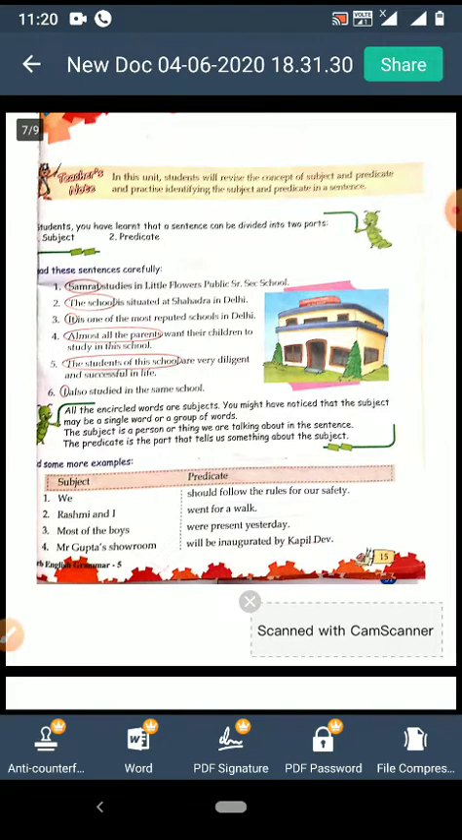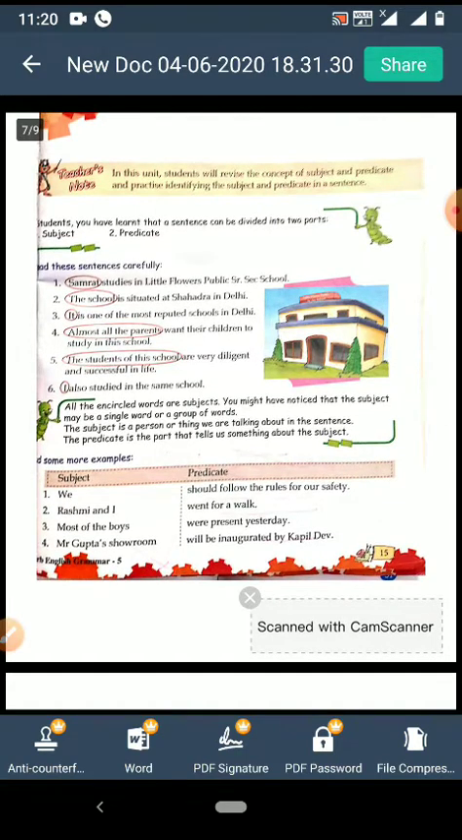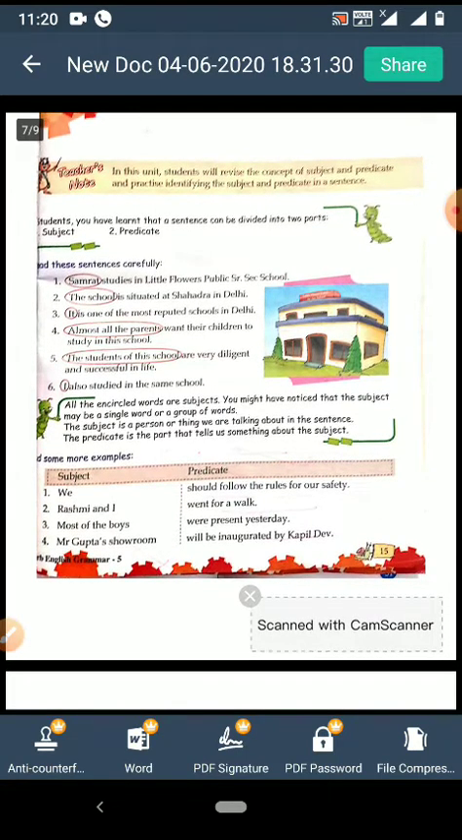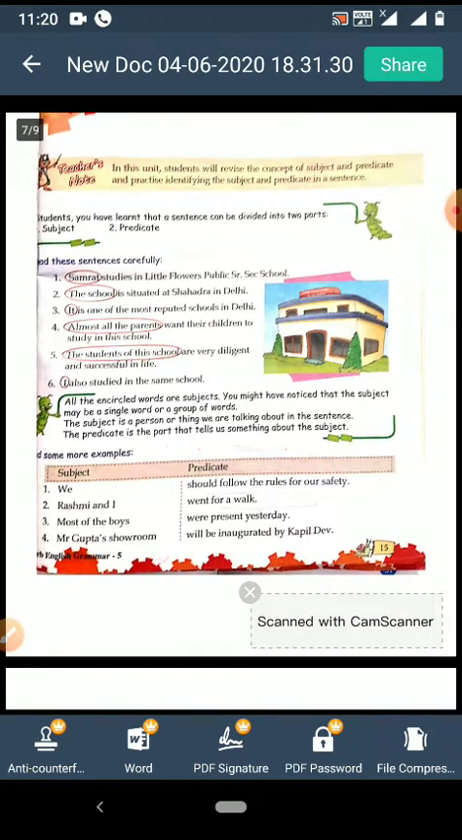Fourth, Mr. Gupta's showroom will be inaugurated by Kapil Dev. We are talking about whose showroom? Answer would be Mr. Gupta's showroom. So, Mr. Gupta's showroom is the subject, while will be inaugurated by Kapil Dev is the predicate.